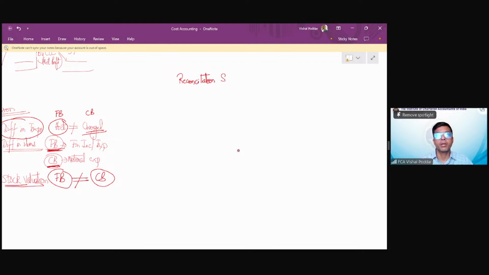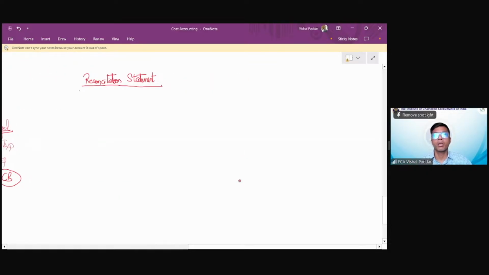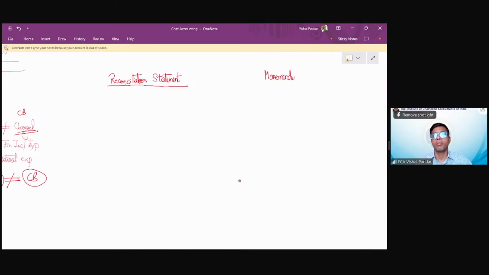Here we prepare either a reconciliation statement, like how we used to prepare a bank reconciliation statement. Here we also prepare the same type of statement, or we prepare a memorandum reconciliation account. So the difference between the two is format. If you have to do reconciliation in the account format, it will be opening, closing balance, debit, credit entries. And here it would be a statement format.